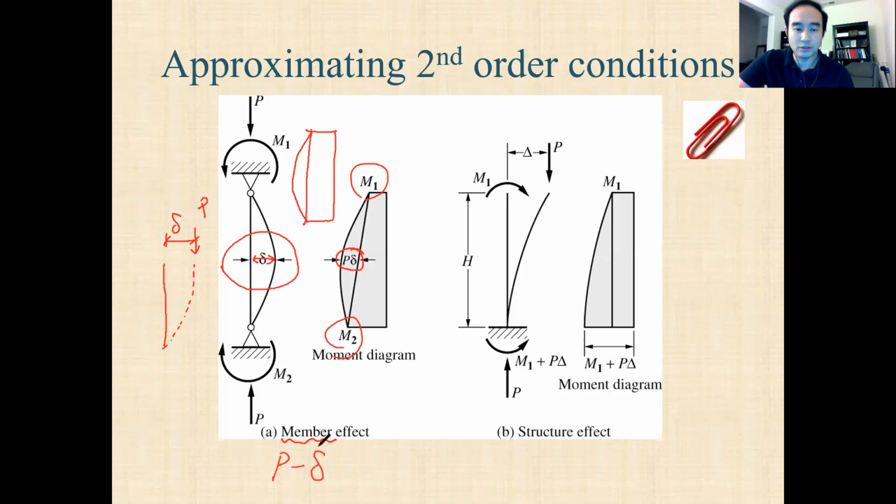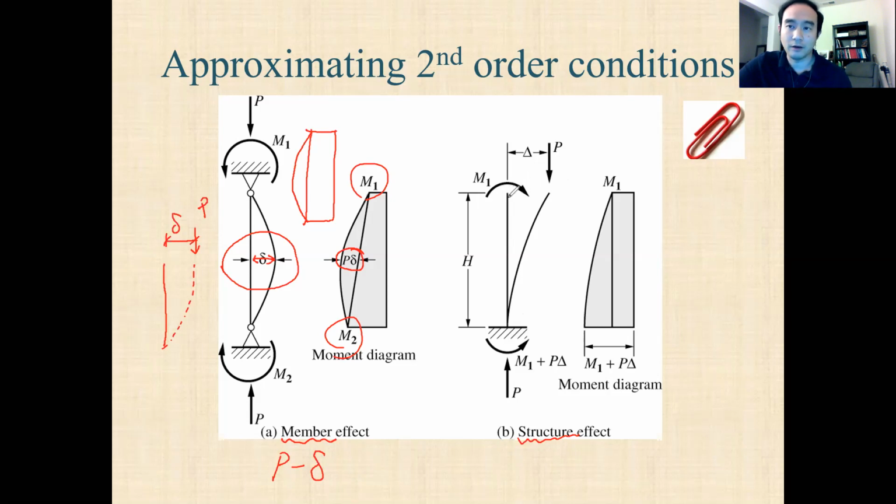And we use this lowercase Greek letter delta here, which is based on the member effect. The other case we call the structure effect. So think about this column. It's kind of a cantilever, right? There's no restraint on top of this column, as the boundary condition. And then we apply both moment M and axial force P, the same kind of combined loading here.